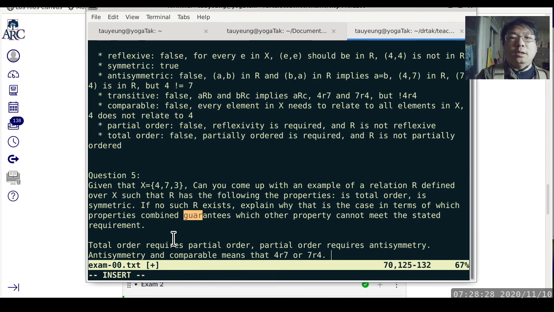Now anti-symmetry requires, let me explain this one more step by step. So let's start with just comparable first. So delete all this. Comparable means 4R7 or 7R4, and this is just a regular OR, meaning that you can have one or both. So that's fine because it's just an ordinary OR.